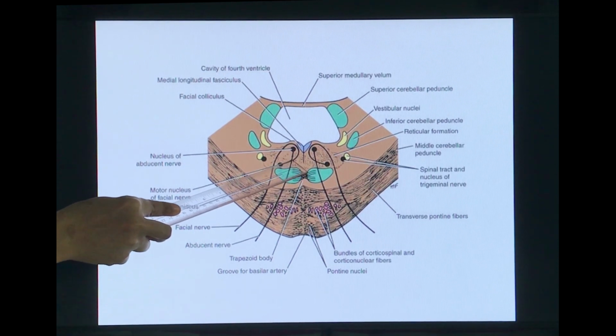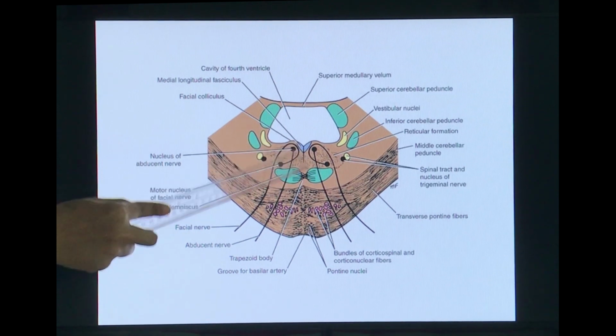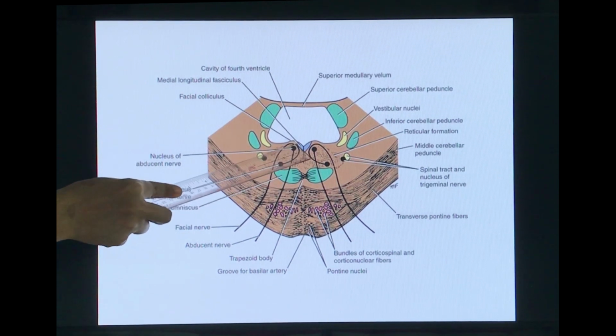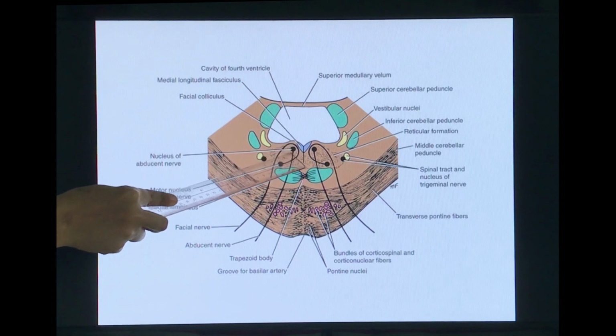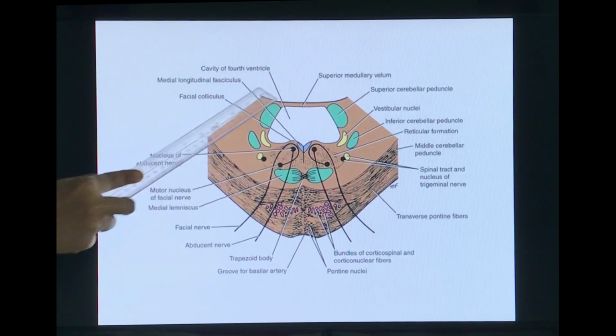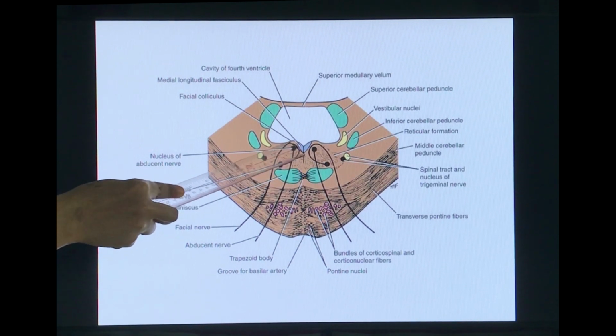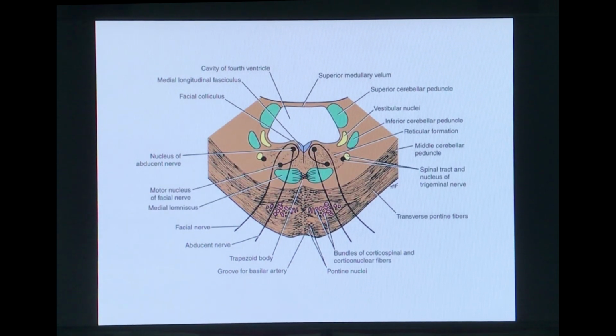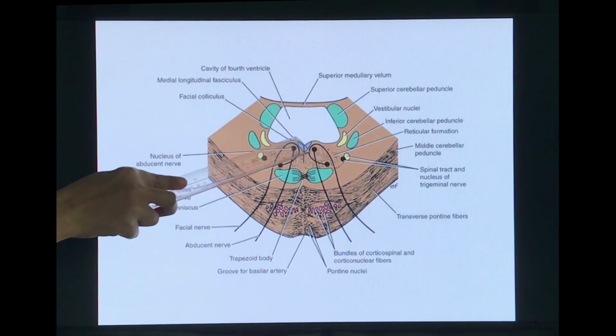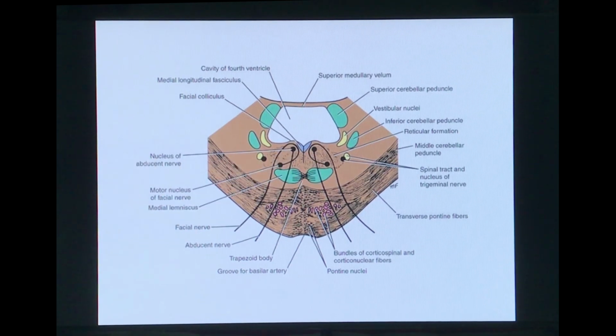But the root or the nerve fiber of the facial nerve winds around the abducent nucleus. Once they wind around, they form a swelling over here. You can see the swelling here. That's the facial colliculus. So the facial colliculus mainly contains the abducent nucleus and the winding of facial nerve fibers. So these are the 2 nuclei.